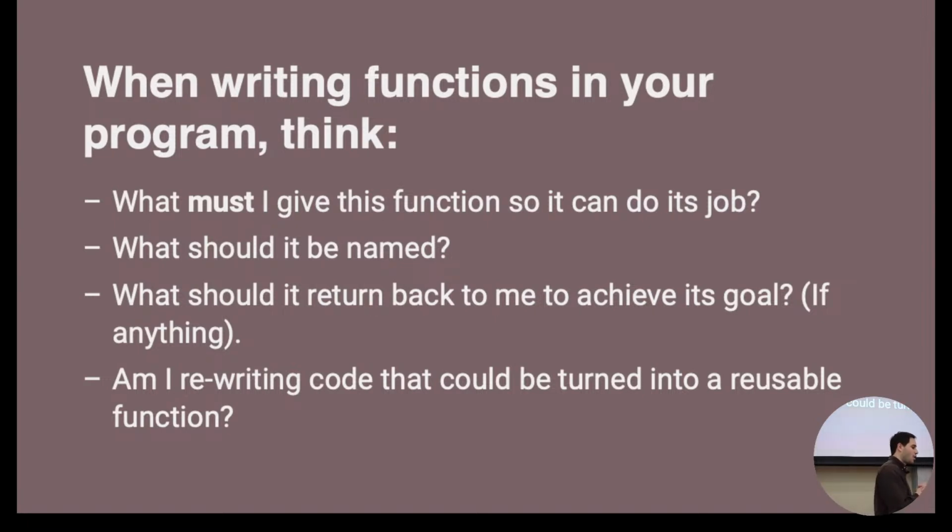And am I rewriting code that could be turned into a reusable function? That's another important one. If you're writing, say, 3 or 4 instructions over and over again in different places, an alarm bell should ring. This is something I talk about in 1531, software engineering. There's a concept called DRY. Does anyone know what it stands for? Don't repeat yourself. If in code you're repeating yourself, that's a red flag. If you've repeated yourself, turn it into a function. Or maybe turn it into a loop, depending on the problem.